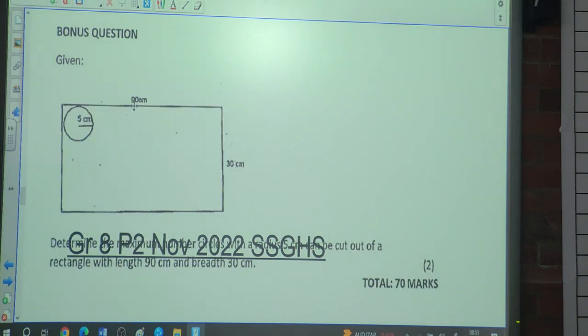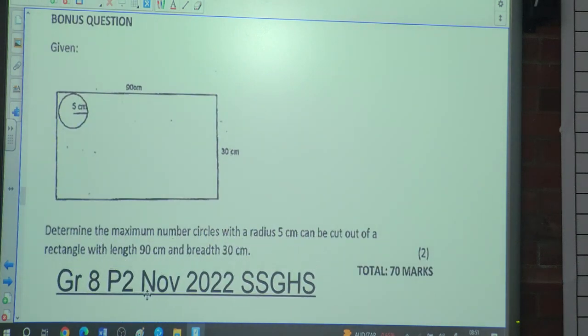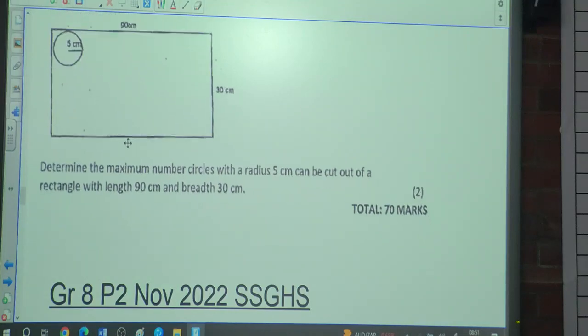The bonus question. Determine the maximum number of circles with a radius of 5 that can be cut out of a rectangle with a length of 90 centimeters and a breadth of 30.